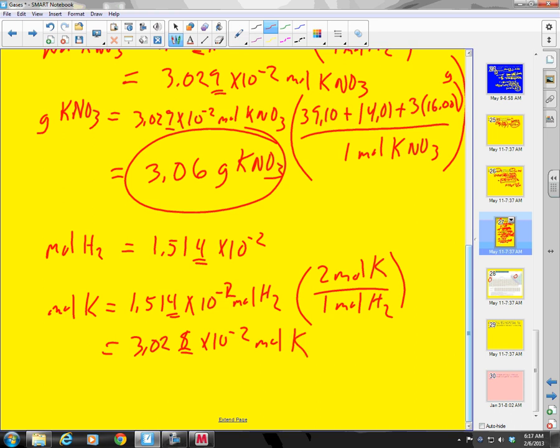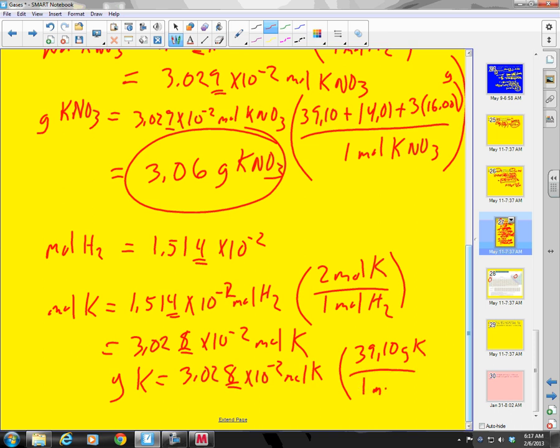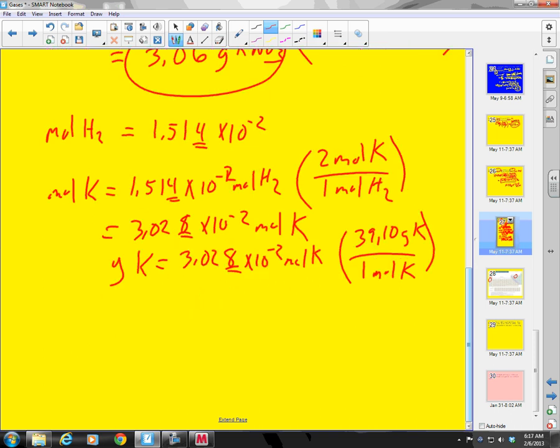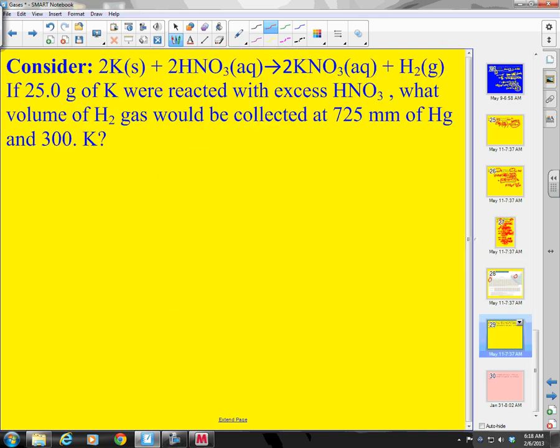And then I want to get grams of K, so that's going to be equal to 3.028 times 10 to the minus 2 moles of K times what? 39.10 grams of K per 1 mole of K. And that equals what? Times 39.1, and I get 1.18 grams of K. All right. Pretty cool. You guys do this one, and we're almost done. Bring me back when you're ready.